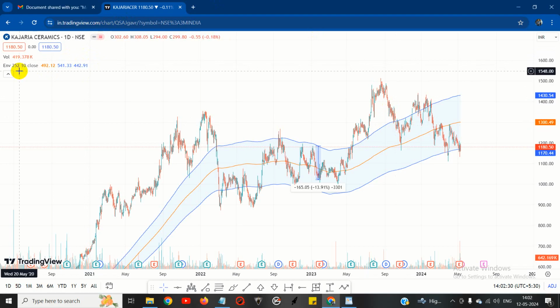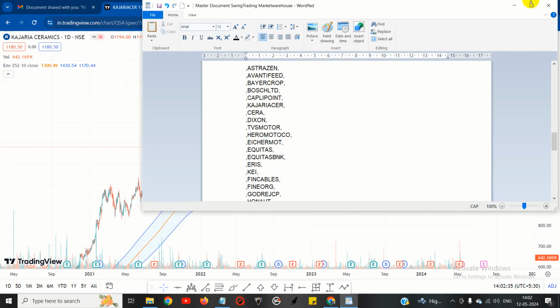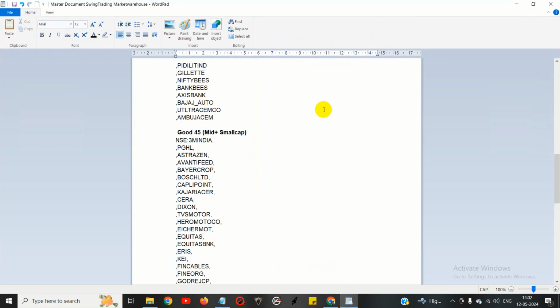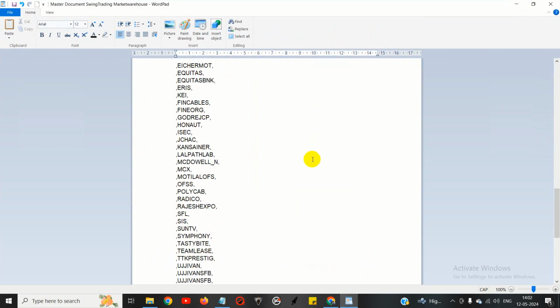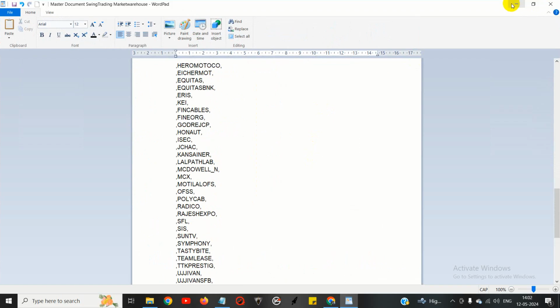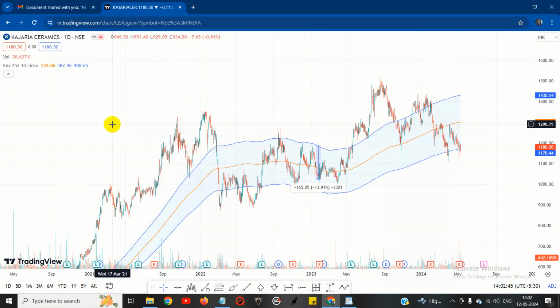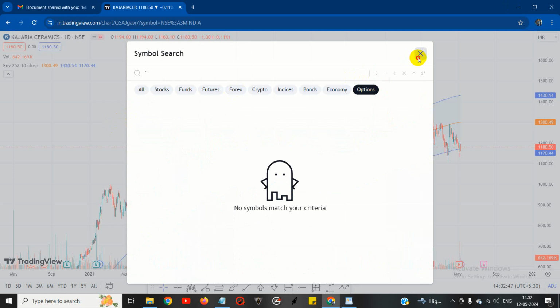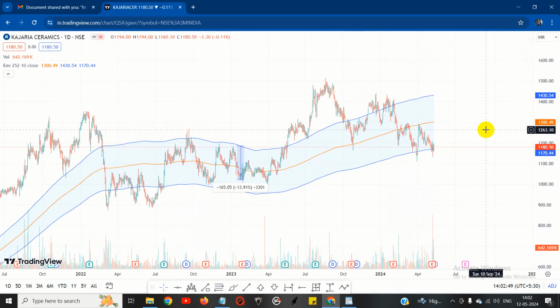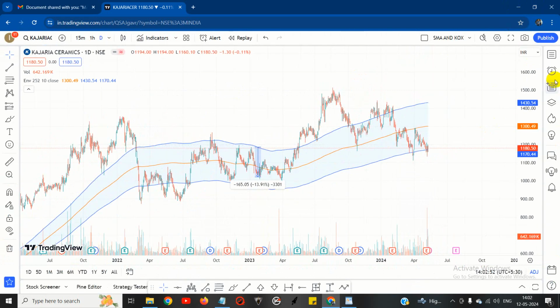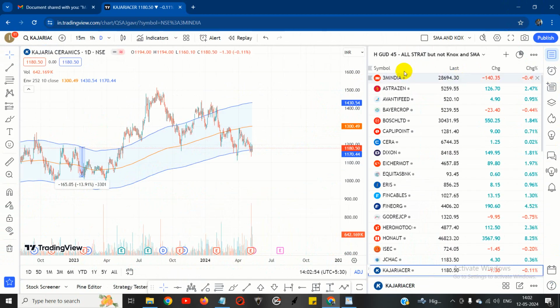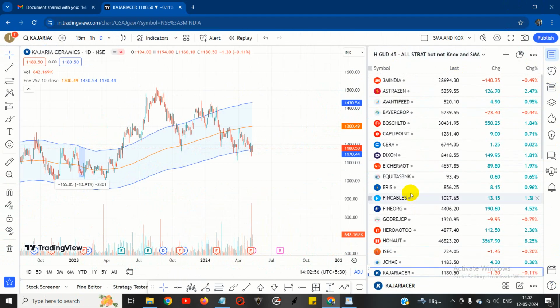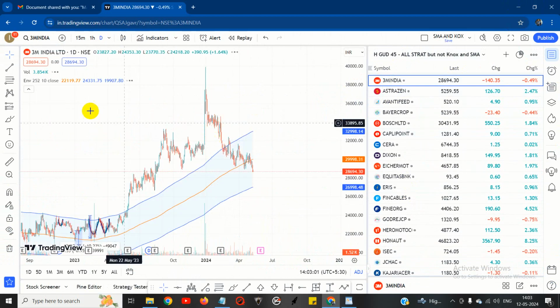I hope you have imported the good 45 stocks to your TradingView. So these are my good 45 stocks, and we are going to add this strategy called the envelope strategy. Let me go back. Here I have added my good 45 stocks, and in this I will add my strategy called the envelope strategy. So how do we use it?